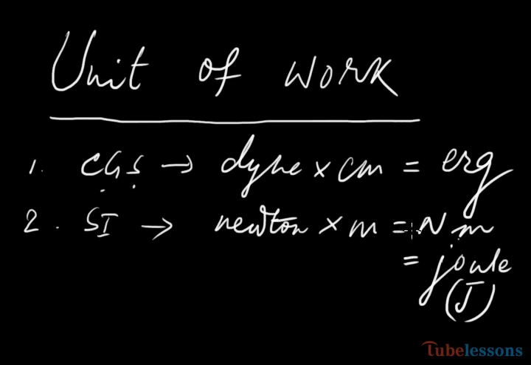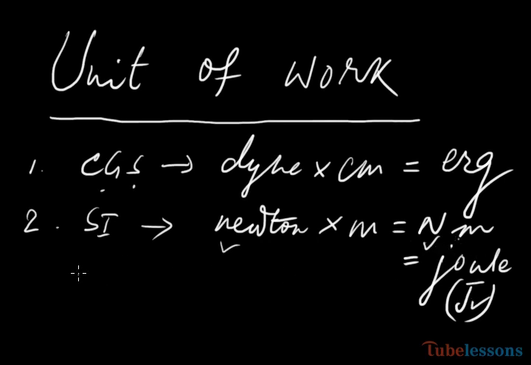You can recall that when you are writing a unit, it should be started with a small letter. But if it is named after a person, its abbreviated form will be in capital letter. But in other cases, it will be in small letter. So, in CGS system, the unit of work is erg, and in SI system, the unit of work is joule.